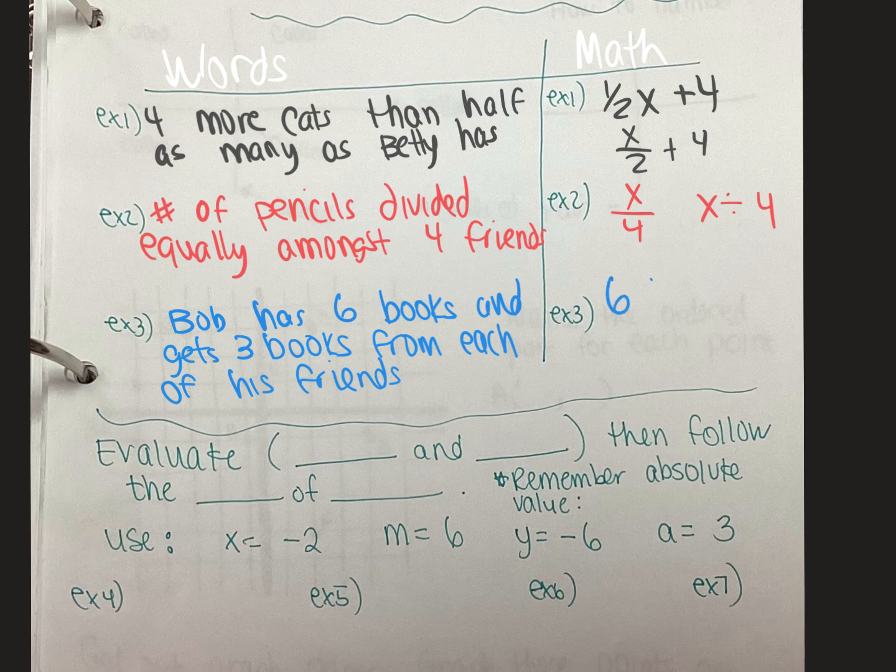If he has 6 and we're getting more, that sounds like plus. I would not be upset if you put the 6 in the back. He gets 3 books from each of his friends, but we don't know how many friends he has. So that means 3 is multiplied by our variable. 6 plus 3x or 3x plus 6, both of those are great.